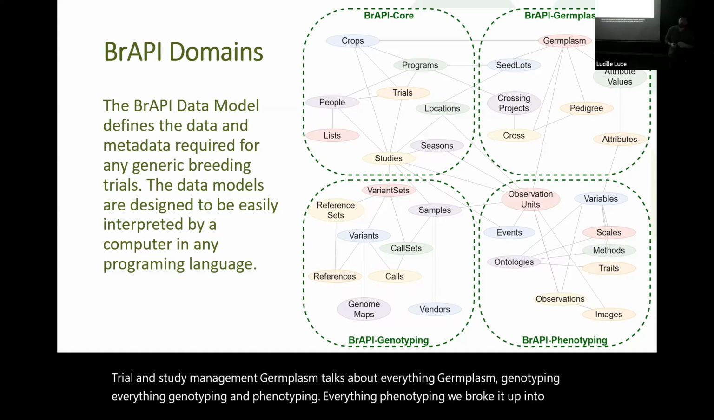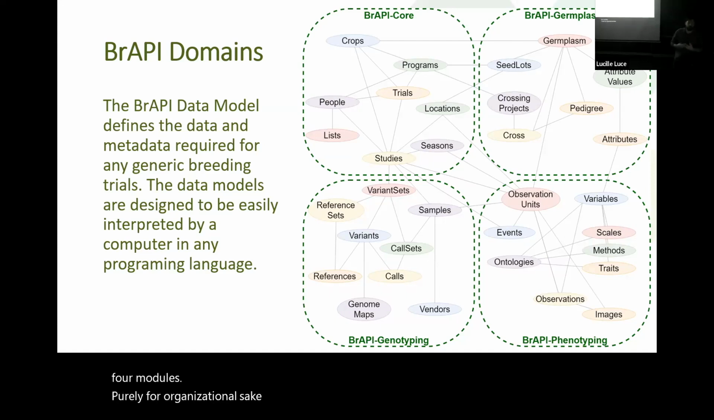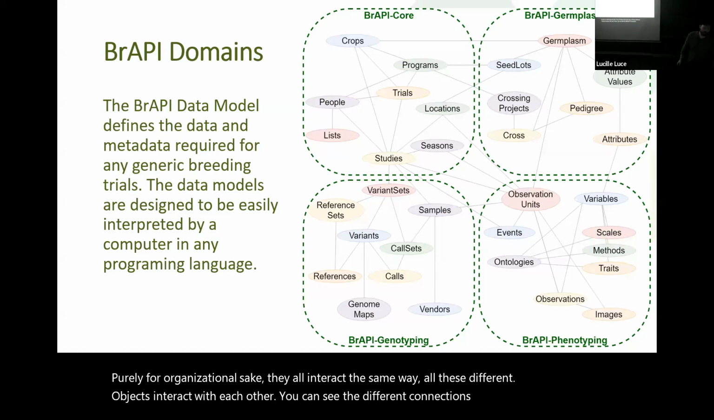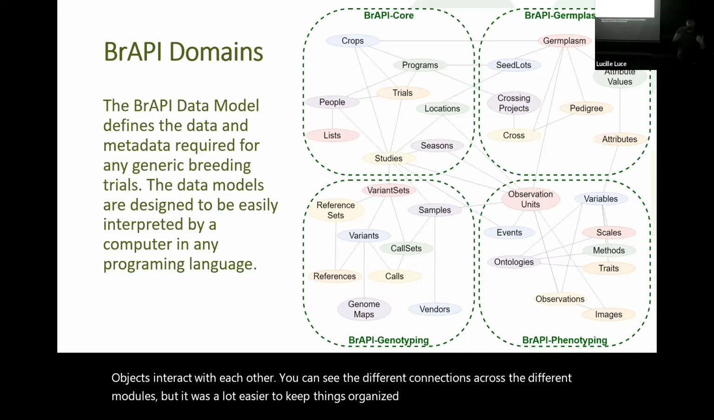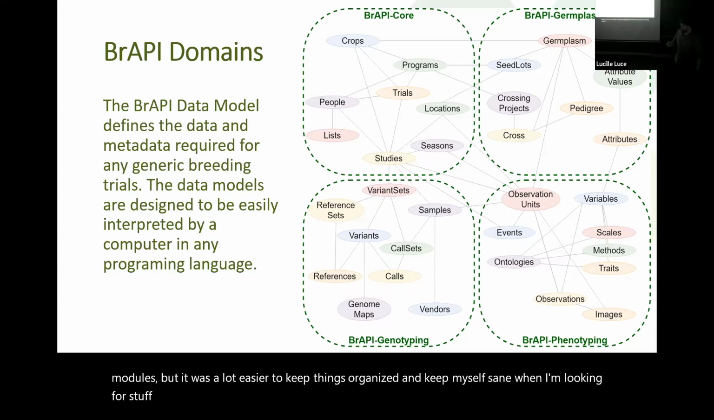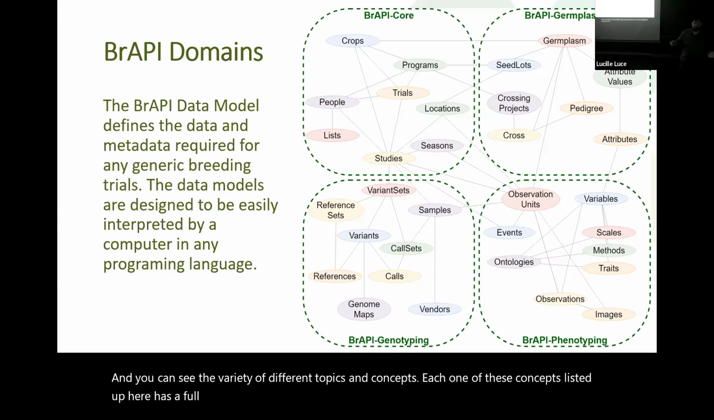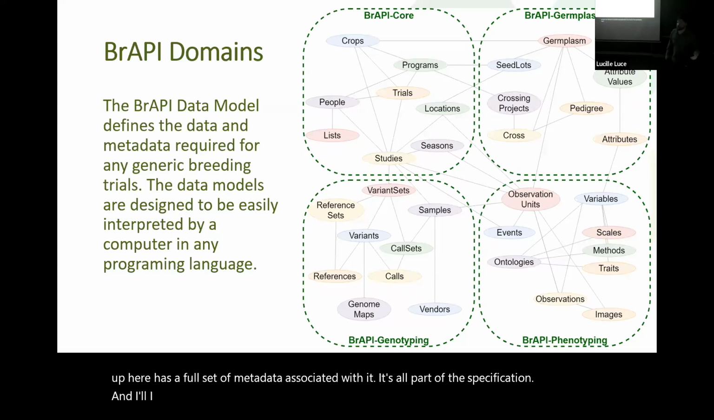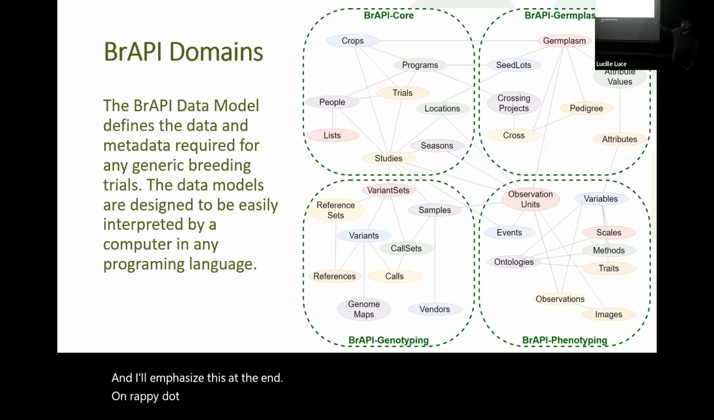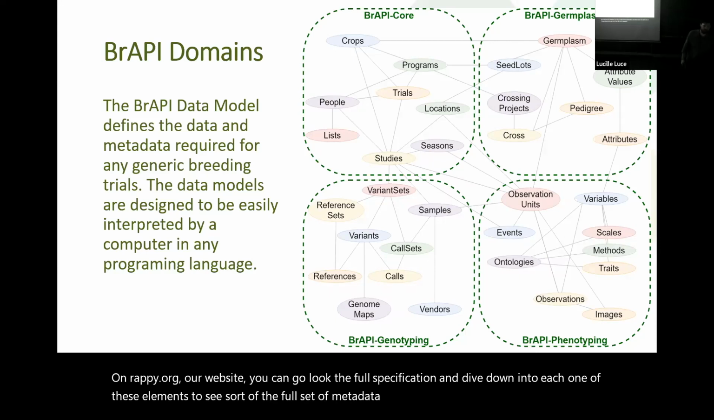We broke it up into these 4 modules purely for organizational sake. They all interact the same way. All these different objects interact with each other. You can see the different connections across the different modules, but it was a lot easier to keep things organized and keep myself sane when I'm looking for stuff within the specification. And yeah, you can see the variety of different topics and concepts. Each one of these concepts listed up here has a full set of metadata associated with it. It's all part of the specification. And I'll emphasize this at the end. On BrAPI.org, our website, you can go look at the full specification and dive down into each one of these elements to see sort of the full set of metadata buried in each one of them.